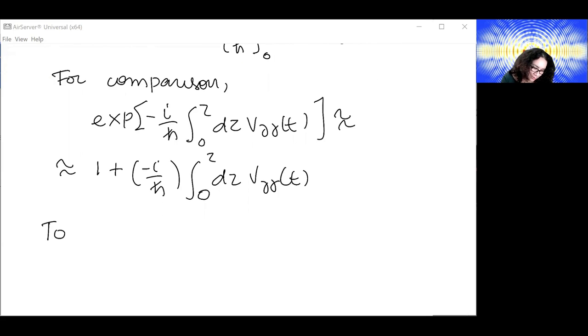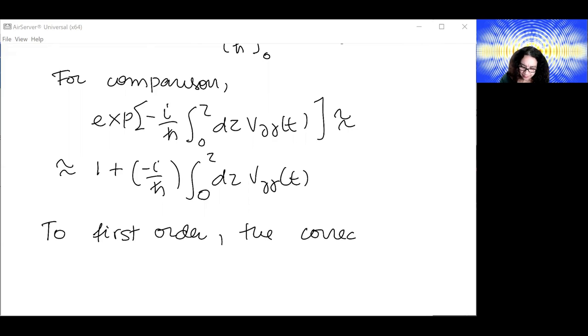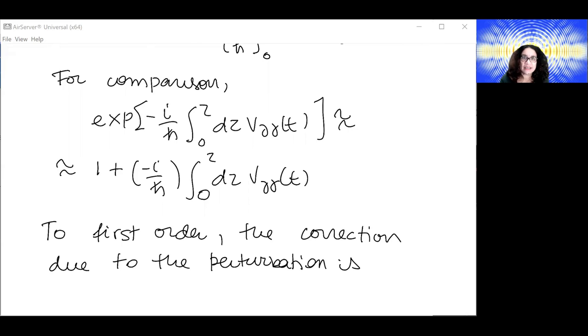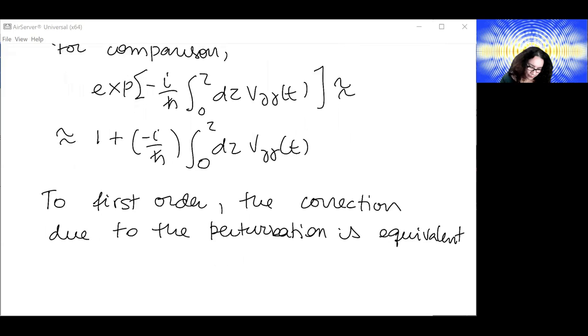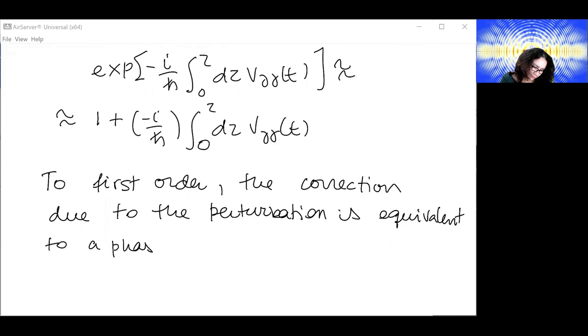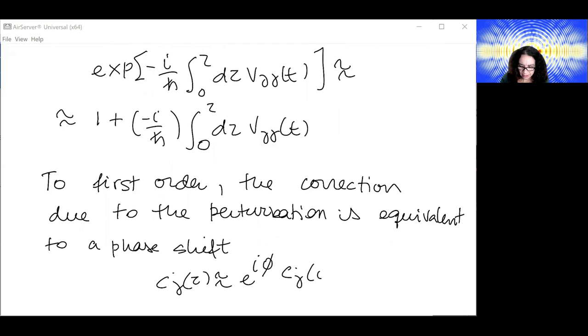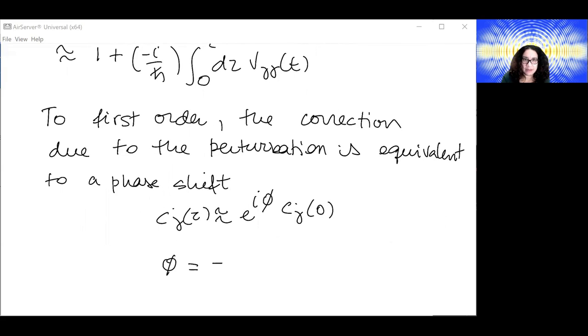So we can say that to first order, the correction due to the perturbation is equivalent to a phase shift, so that you can write that C_j(tau) is approximately e^{i phi} C_j^0, whereby phi is minus 1 over h bar, integral from 0 to tau dt V_jj(t).